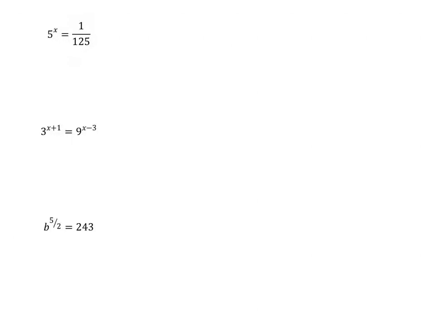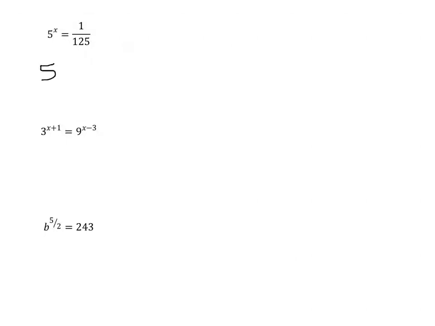5 to the x is equal to 1 over 125. Well, first thing that I need to pay attention to is that this is a whole number, this is a fraction. That tells me that x has to be negative. So that's sort of the first place that I start, is I'm looking for 5 to be to some negative number. Then I think about, okay, well, what do I know about 125?